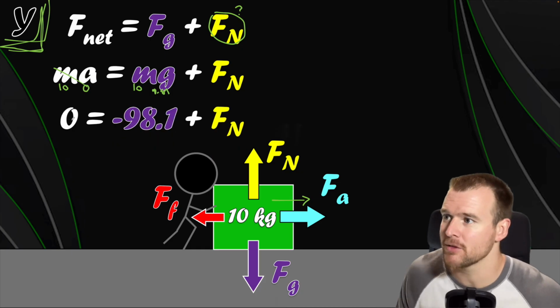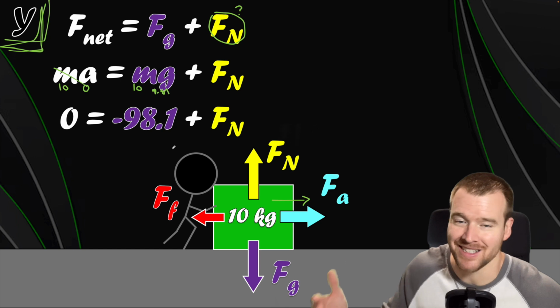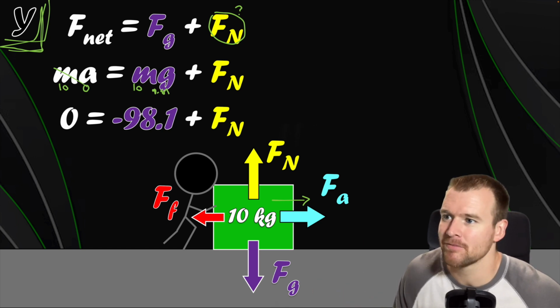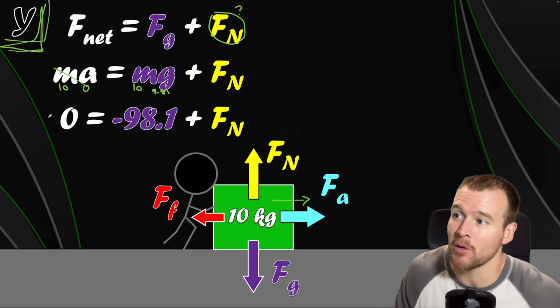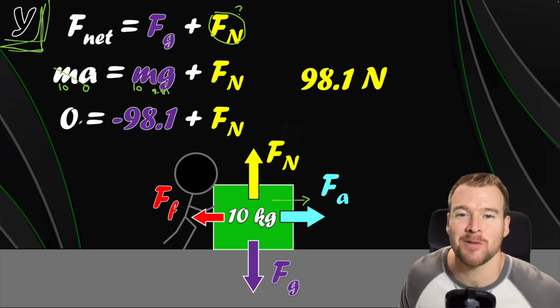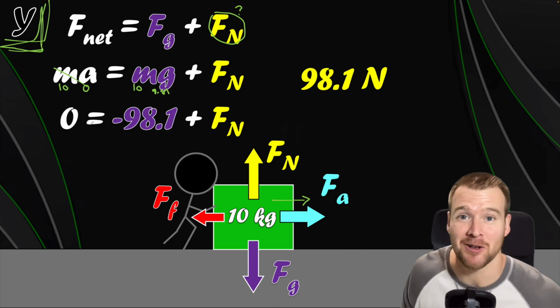So now when I plug in my numbers here, 0 is my overall force. 98.1, I'm going to call it downwards, is going to be negative. I can figure out what my Fn is. So what do I have to add to negative 98.1 to get 0? It's just 98.1. So my normal force is going to be the same here as gravity to cancel it out so it doesn't accelerate up or down.